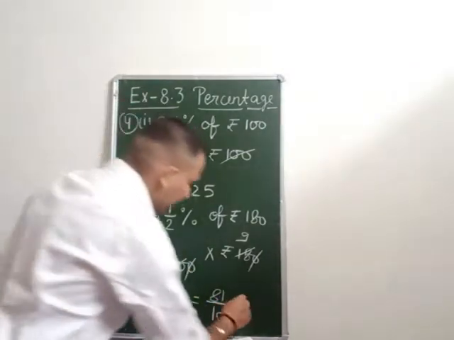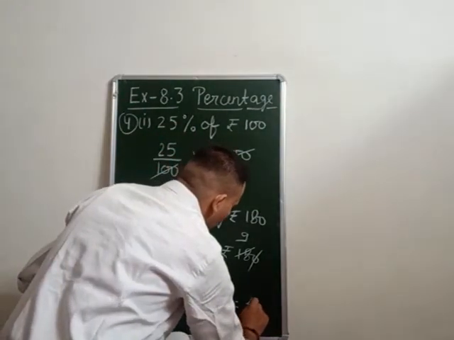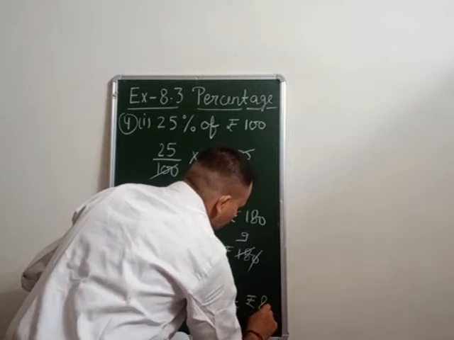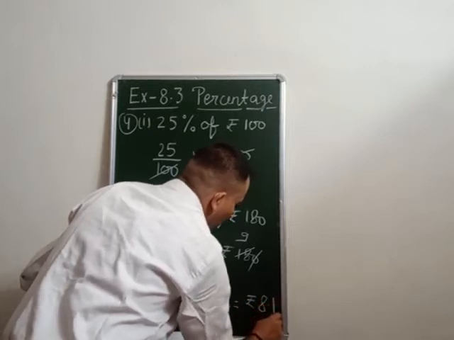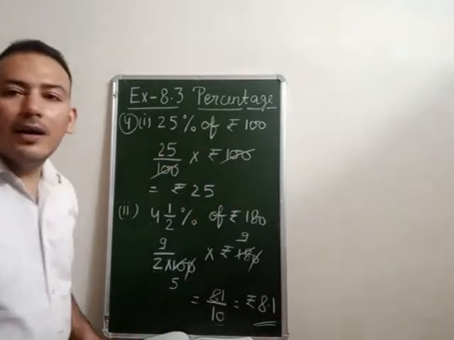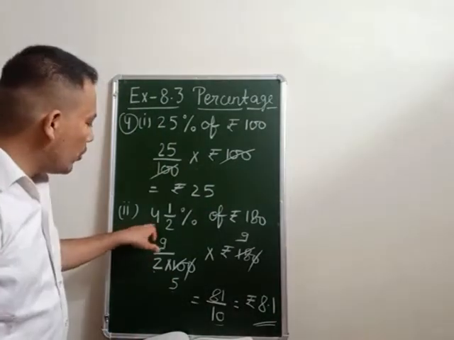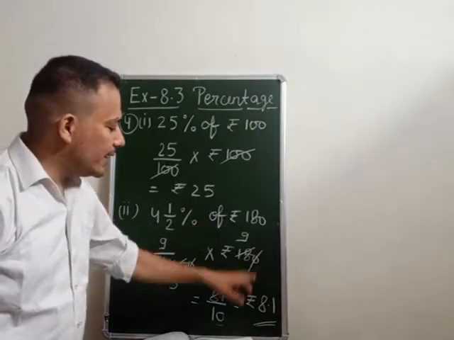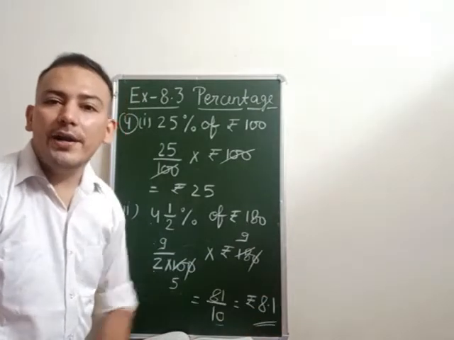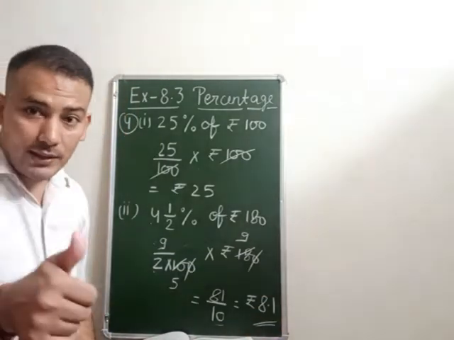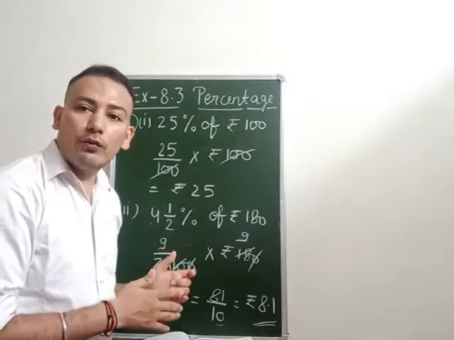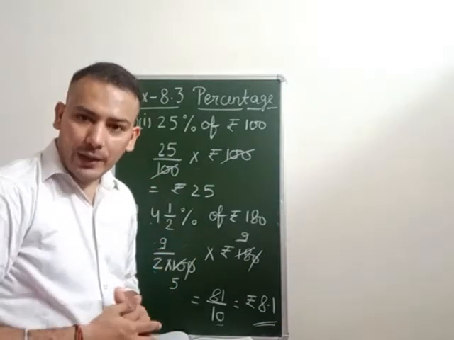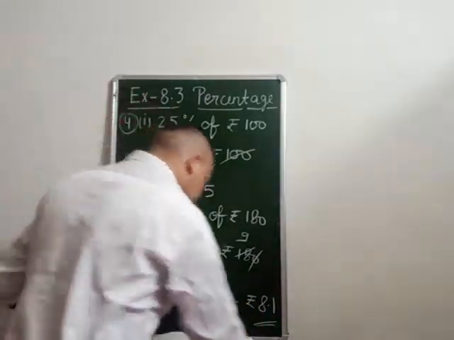So what is our answer? Rupees 8.1. This is our answer. So 4 whole 1 upon 2% of rupees 180 is rupees 8.1. Understand, students? So you have to pause the video and copy it down. Okay. Now see the next question.